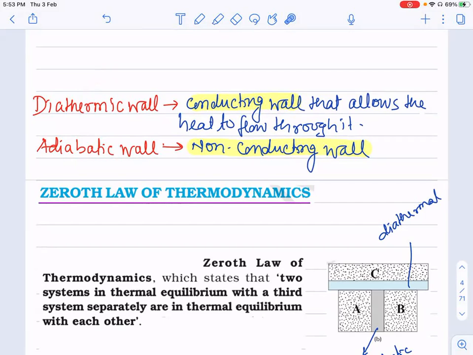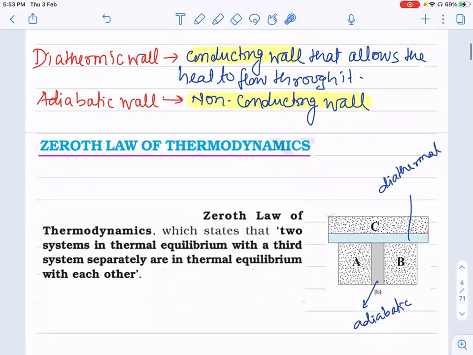Adiabatic surface we can call it. Now, zeroth law of thermodynamics is what? Suppose we have three gases. One gas A, B, and the system we can call C. This is the diathermic wall and this is the adiabatic wall. So heat can go like this, or it can come like this.